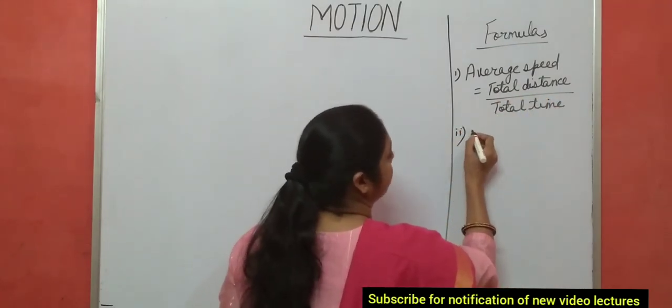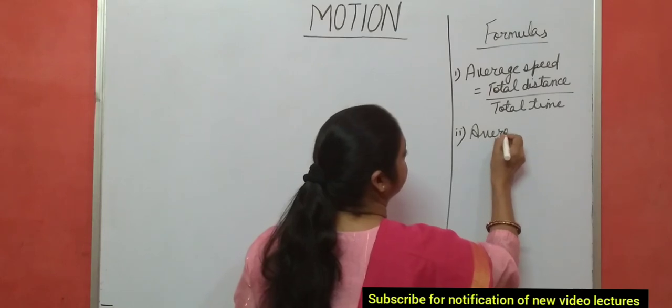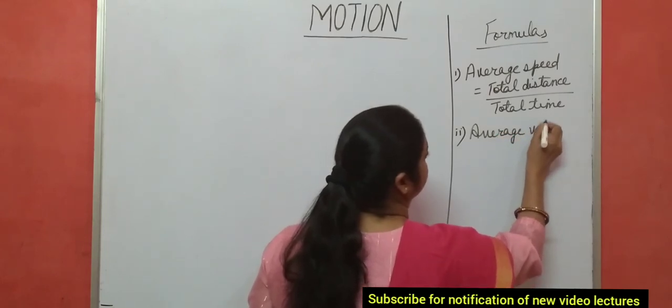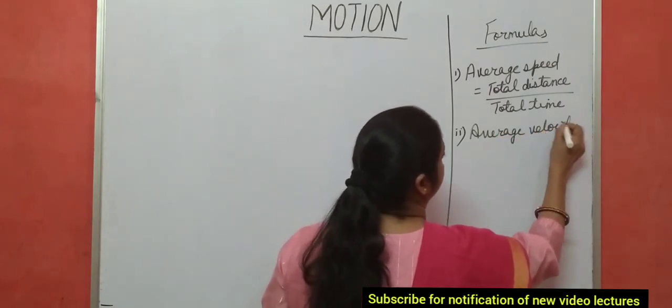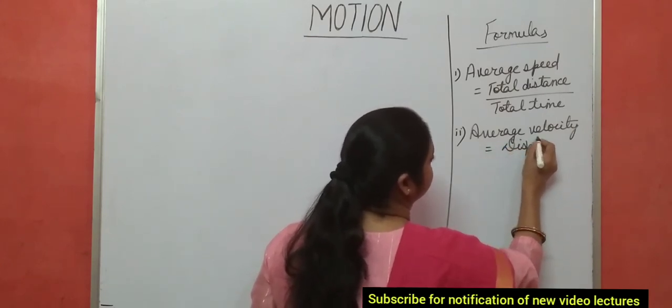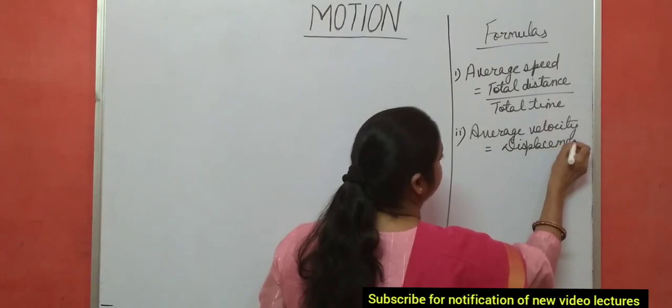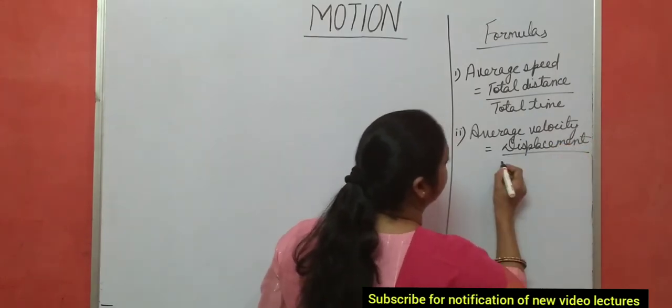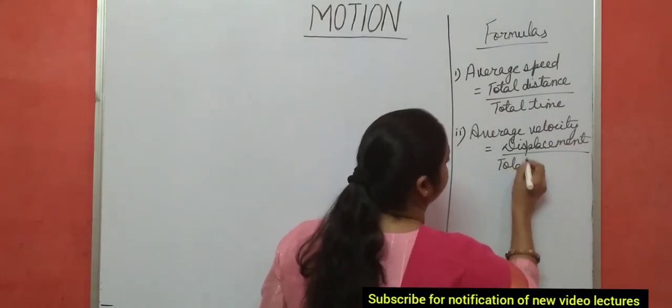Second one is average velocity. Average velocity is equal to displacement by total time taken, right?